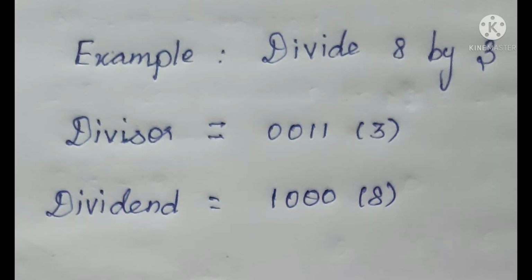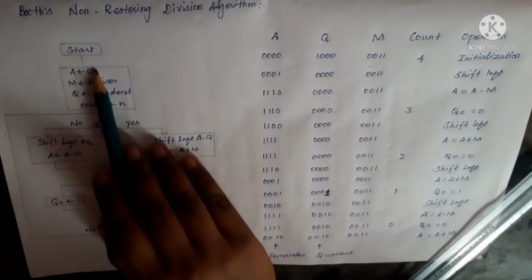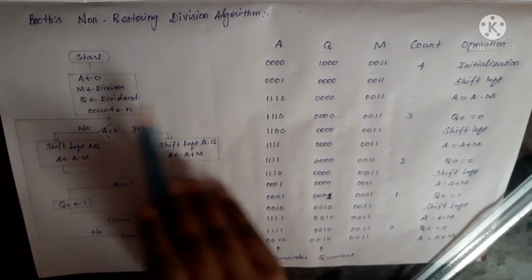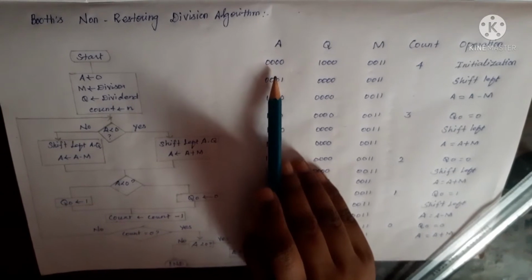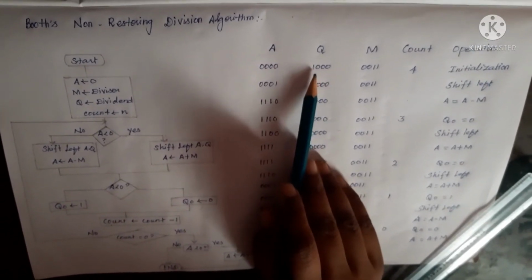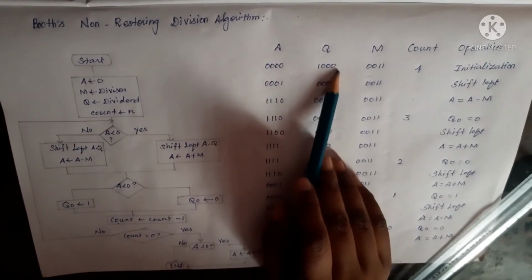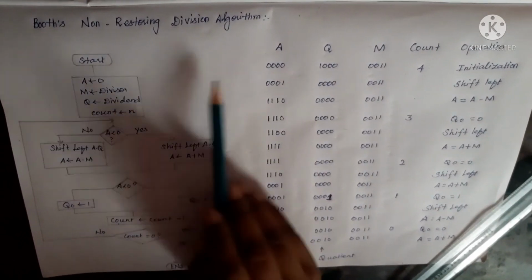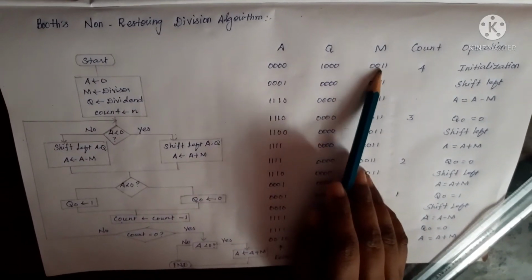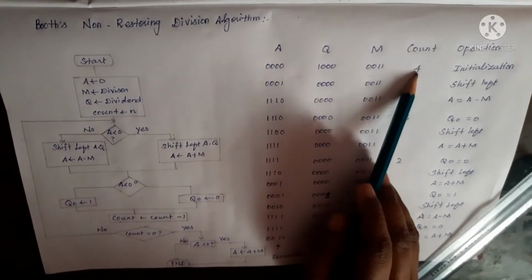Here the divisor is 0011, that is 3, and the dividend is 1000, that is 8. First step is start. Then we'll initialize all the registers. So here A is initialized to 0, that is 0000. Q is initialized to 1000, that is the dividend. M is the divisor, that is 0011. Count is equal to 4.